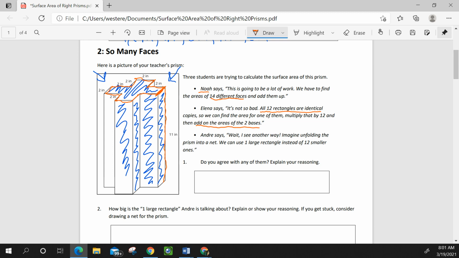And then Andre says, wait, if I unfold this into a net, completely unfold it, I can do one large rectangle instead of 12 smaller ones, and then the area of the bases. So all you're going to write now, you pause your video, do you agree with any of them? And then explain your reasoning. And you can agree with more than one, or you can agree with only one.